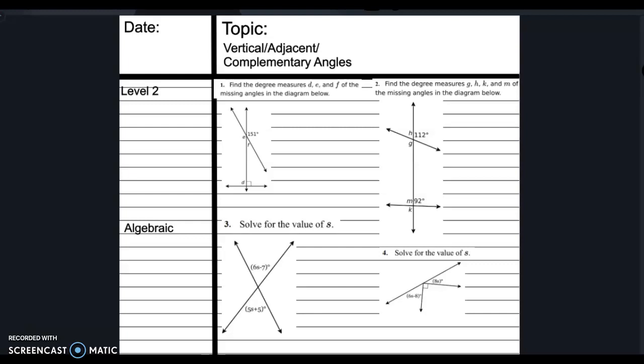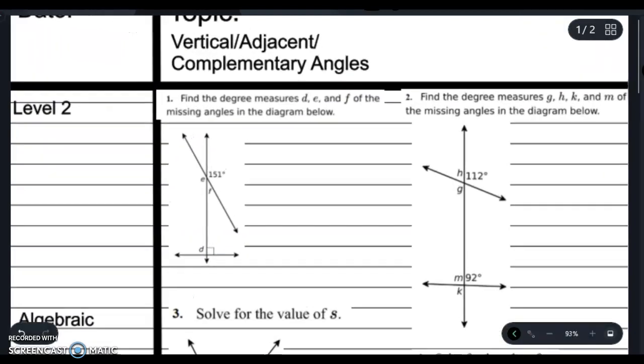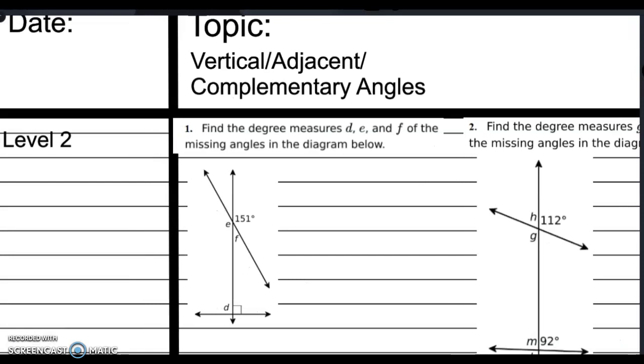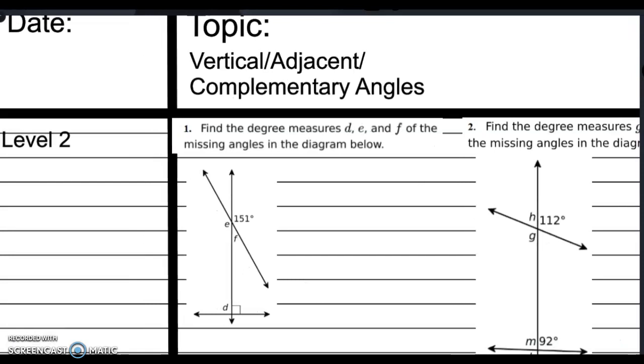Vertical, adjacent, and complementary angles, and we're going to take a look at some of those today. First, we're going to do level 2, where basically you find the angle measurement alone. Level 1 is just basic vertical, adjacent, complementary angles. If you could do level 2, you definitely could do level 1.